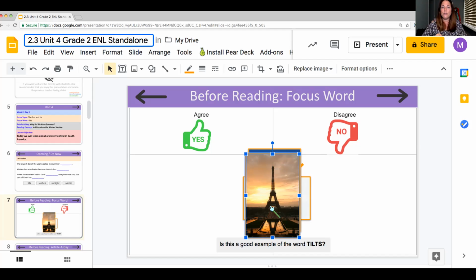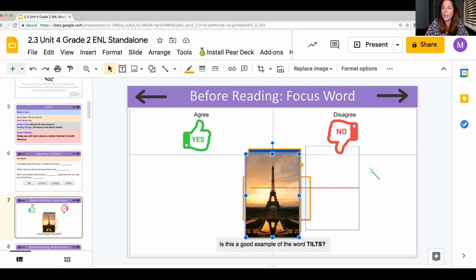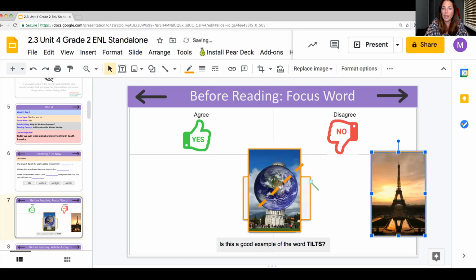All right, take a look at this photograph. This is a photograph of the Eiffel Tower that is located in France. If you agree that it's a good example of the word tilts, give it thumbs up. If you disagree, give it thumbs down. Let's see your hands, readers. Right, this Eiffel Tower does not tilt. So we're going to disagree.